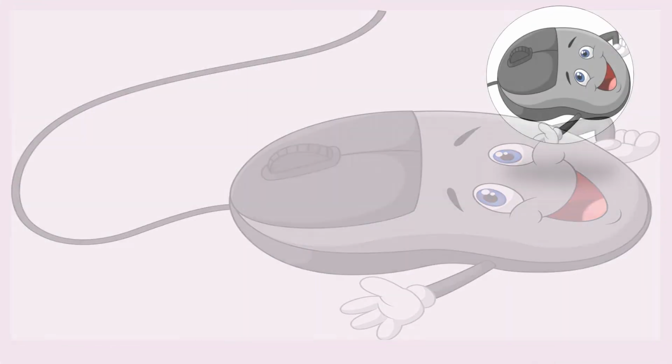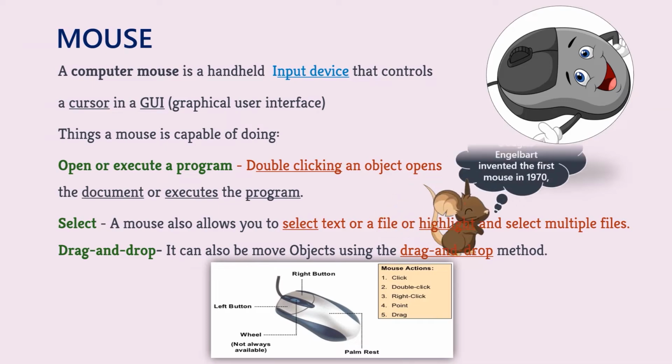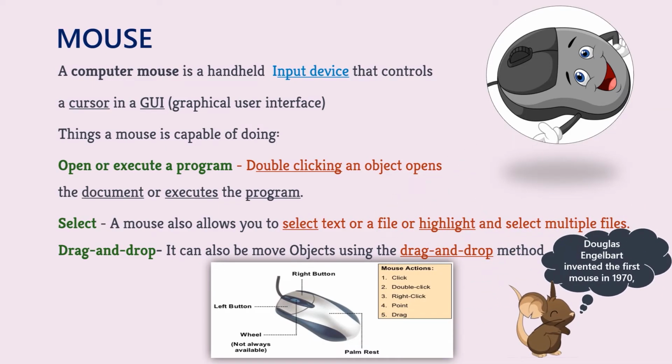The mouse came running thereafter and said, Wait, I am also an input device. I am much more important than you. You children can do clicking, selecting, opening or executing a program with me. I can be double clicked, I can be single clicked. I can even drag and drop objects. I am much easier to work with than you.